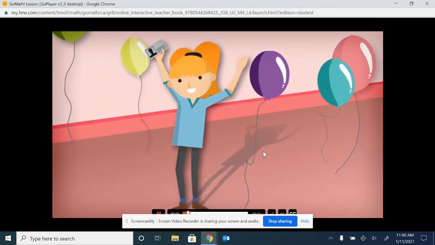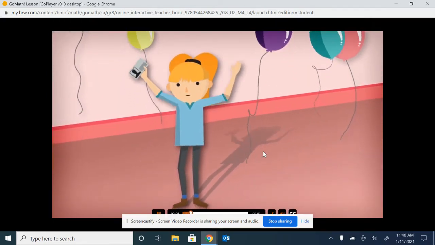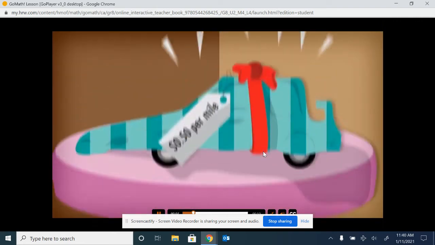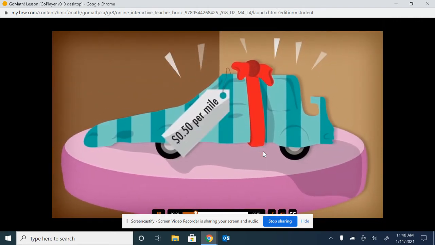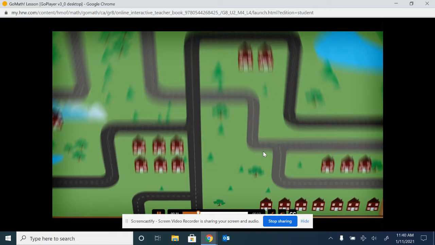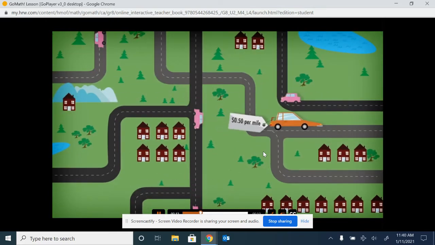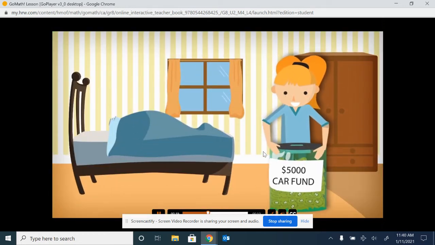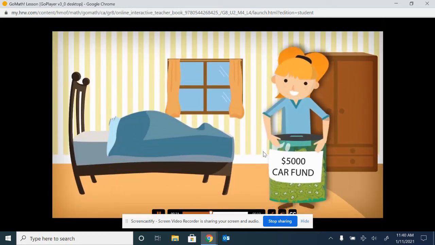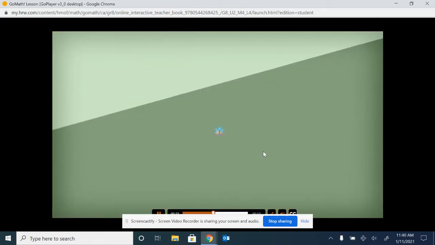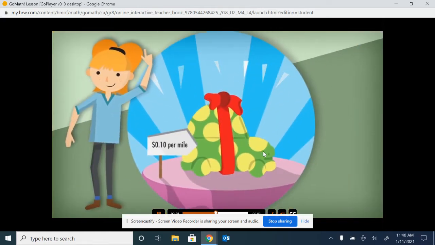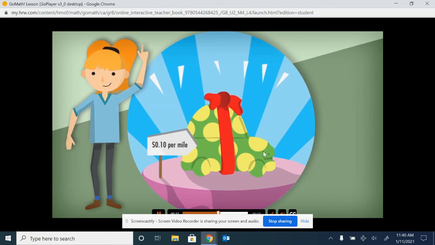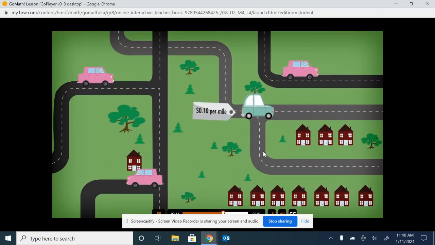Hodel just got her driver's license. Now, she's got a bit of a dilemma on her hands. Her parents have offered to buy her a used car that will then cost her 50 cents per mile in gas and maintenance fees. Sounds like she's getting a pretty good deal, huh? Hodel's other option is to contribute $5,000 that she has saved from her after-school job. Then, she can get a brand new hybrid car that will cost her only 10 cents per mile in gas and maintenance fees. Hodel likes to think ahead.